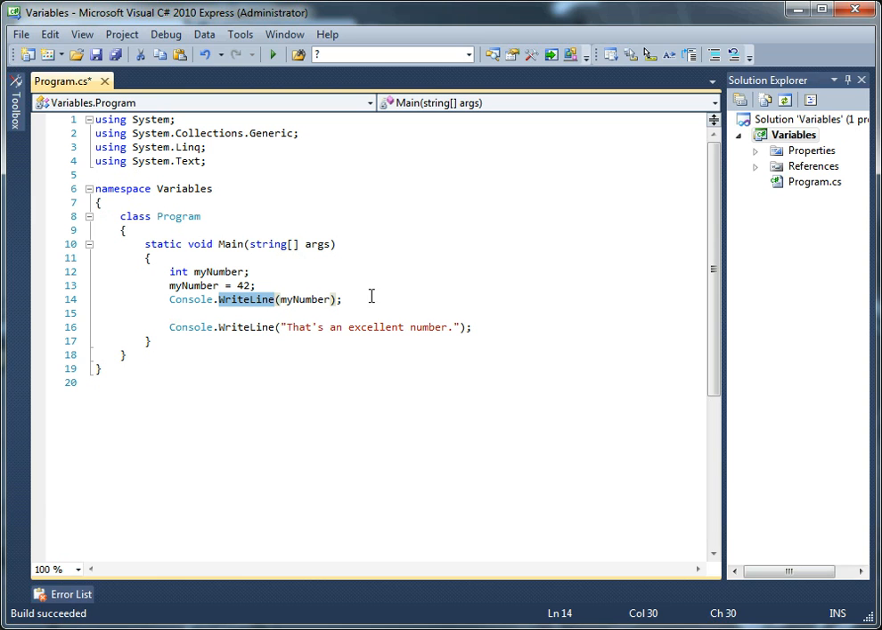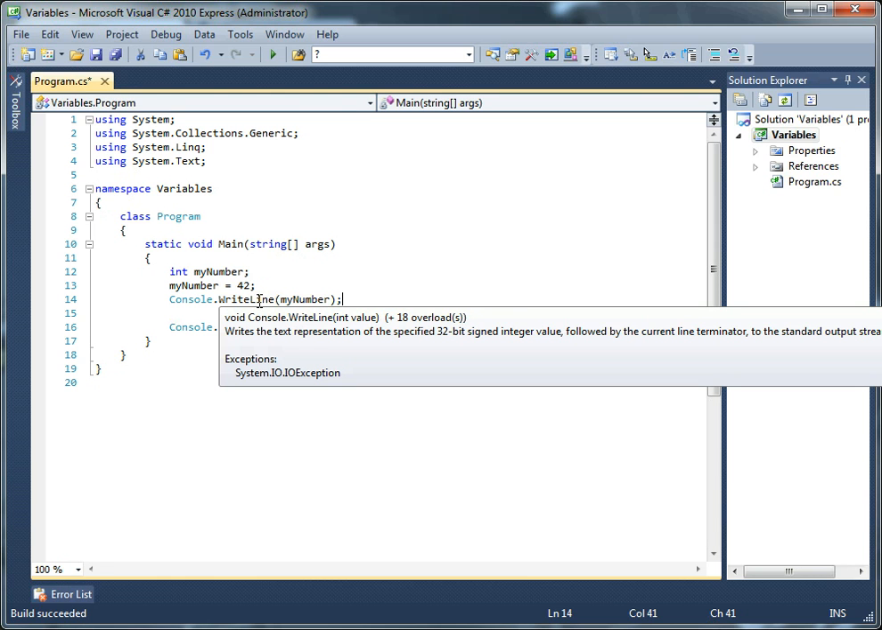Our next line is myNumber equals 42. What's going on here is that this line stores the integer 42 into our variable, which we've named myNumber. Technically, it copies the value 42 to the memory location which has been allocated for the variable myNumber, which will make more sense when we talk about the difference between value types and reference types. Lastly, we write out the number. If we hover over the WriteLine area, it tells us which overload of WriteLine we're calling, or which version of WriteLine we're calling. We can see it's calling the overload which takes an int parameter.